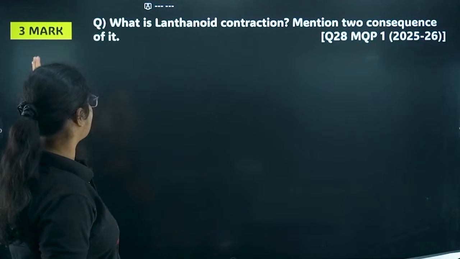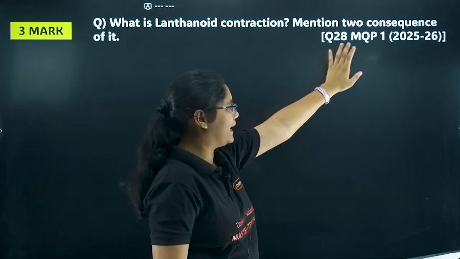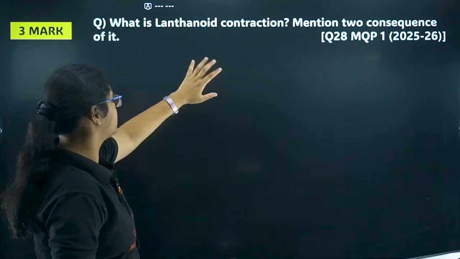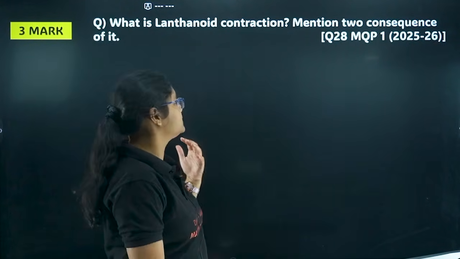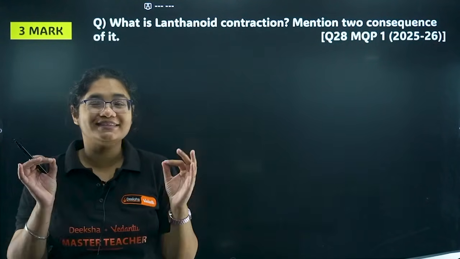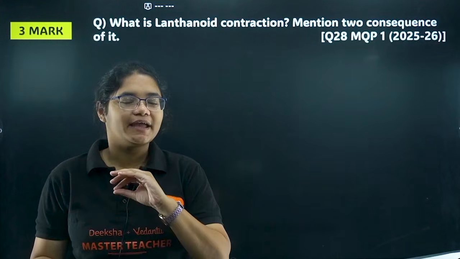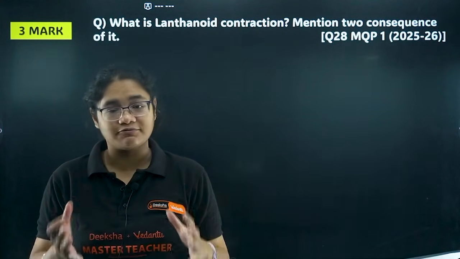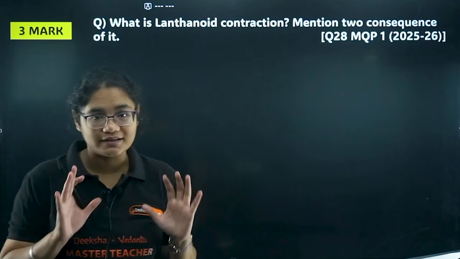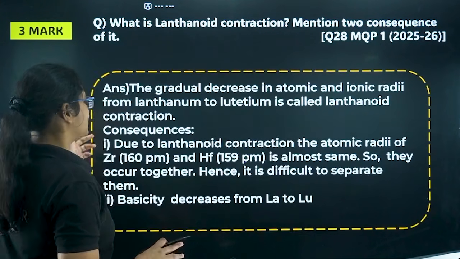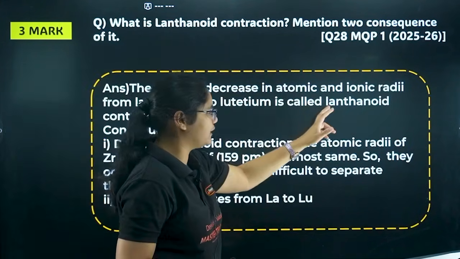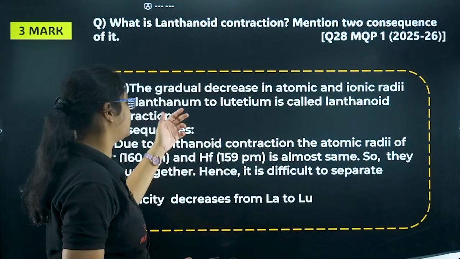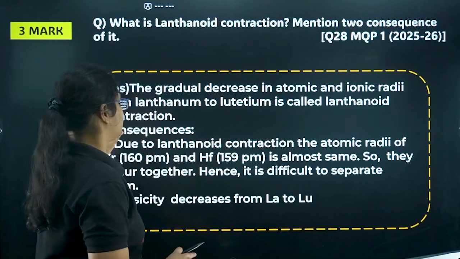Next we will see a 3 marker question, question number 28, model question paper 1. What is lanthanide contraction and mention its consequences? This is the epic question of this chapter. This question has been repeated every year for many years, so please don't miss it. What is lanthanide contraction? The gradual decrease in the atomic and ionic radii from lanthanum to lutetium is called lanthanide contraction.